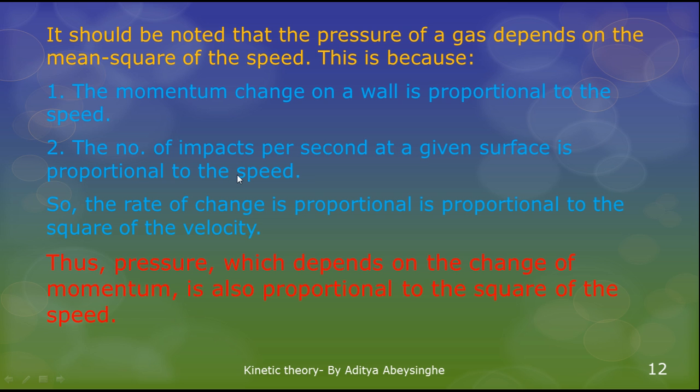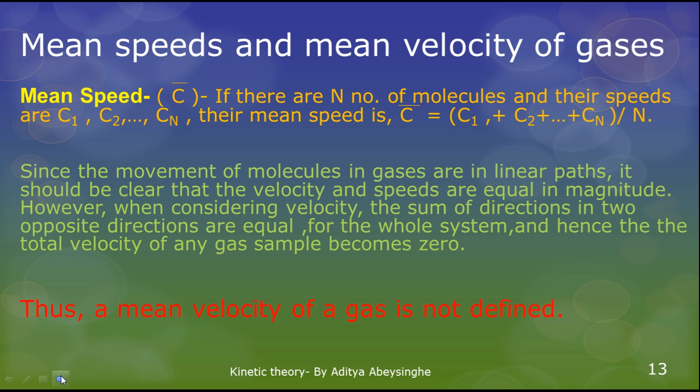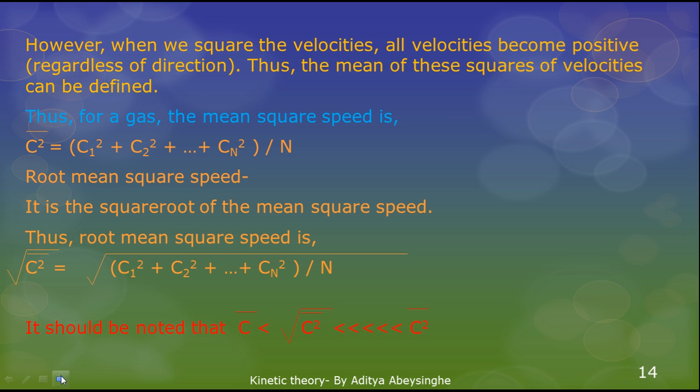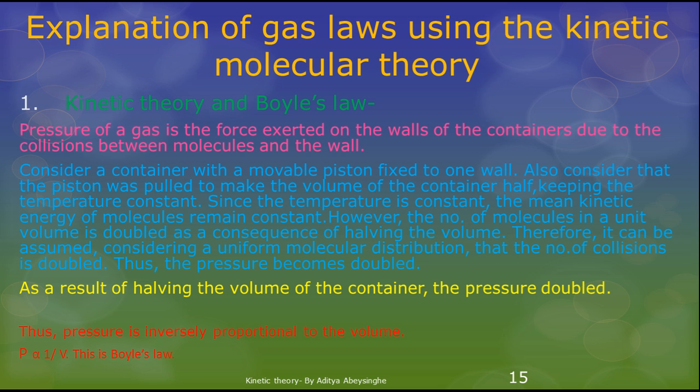So the rate of change is proportional to the square of the velocity. Thus the pressure, which depends on the rate of change of momentum, is also proportional to the square of the speed. So that's the relationship between the pressure and the momentum, pressure and the square of the speed, which I couldn't explain in the last video. So I'll come to the second part of this video, and I'll now explain the gas laws used in the kinetic molecular theory of gases.